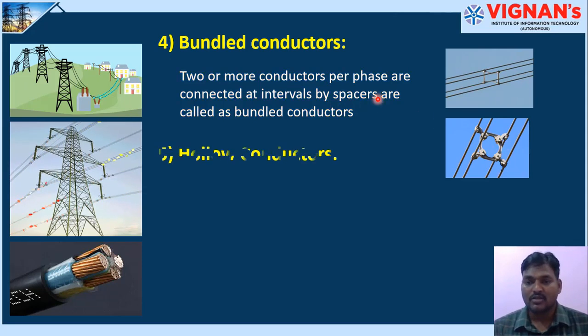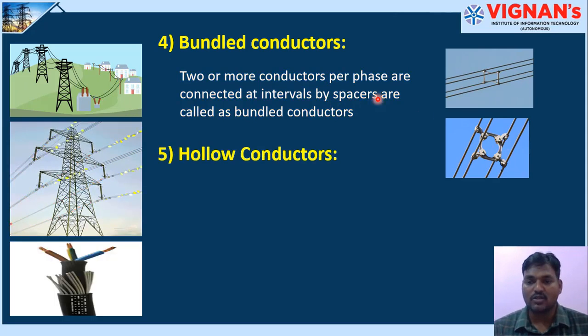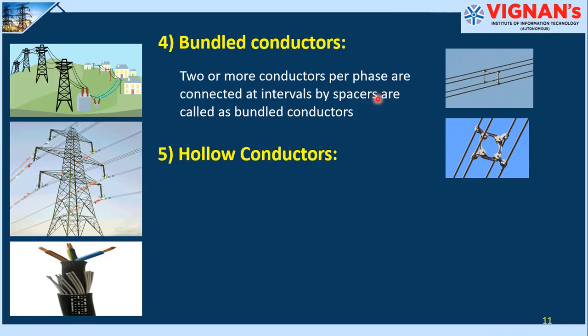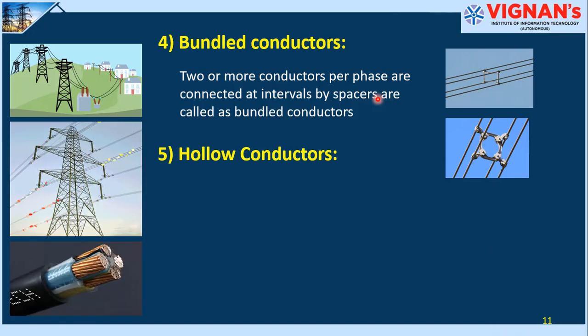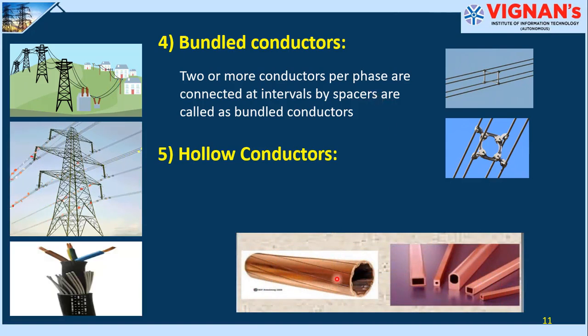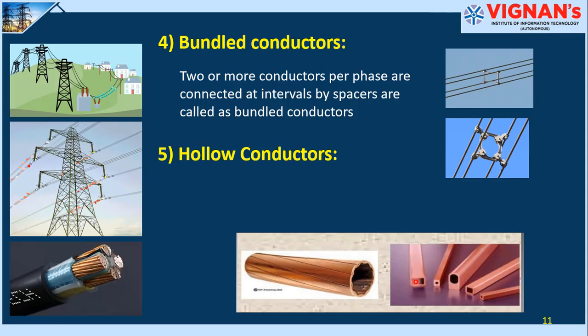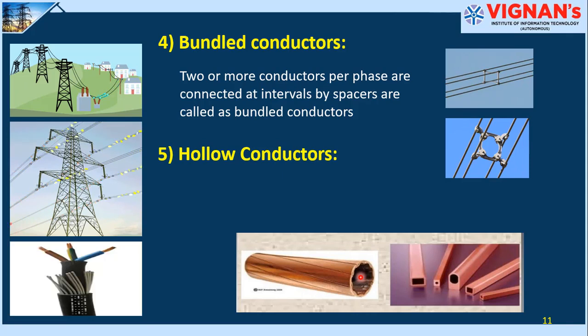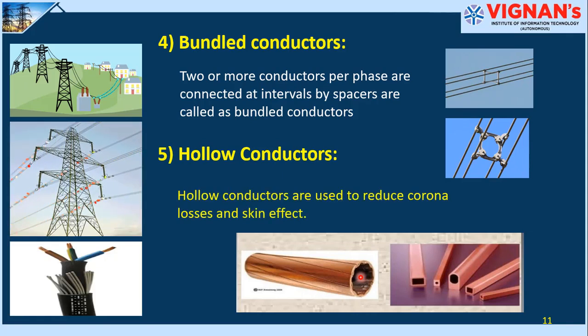Next is hollow conductors. In hollow conductors, the core of the conductor is hollow. However, the outer part of the conductor is made up of copper. So here you can see the core is hollow. Here also it is hollow. These types of conductors are basically used to reduce the weight of the material and the amount of conductor material. They are also helpful for reducing the corona effect and skin effect.